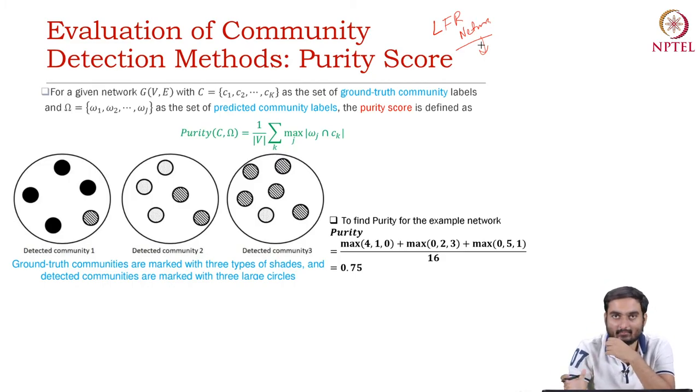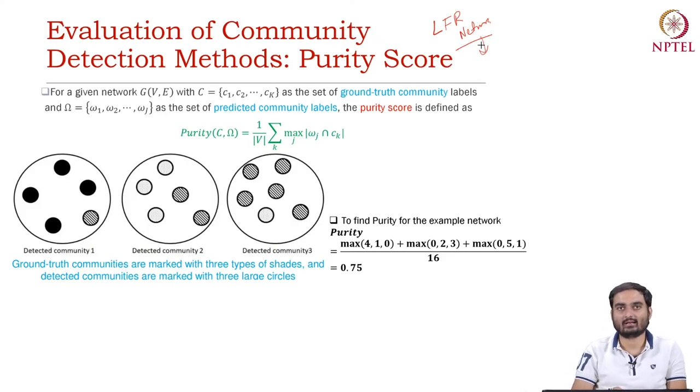Okay, so the metrics that we are discussing now assume that the ground truth community is known to us. We know which node belongs to which community, right? And our task would be to come close to the ground truth community. All these metrics are very standard. If you Google them, you can get ample information about them. So I will try to briefly talk about them.